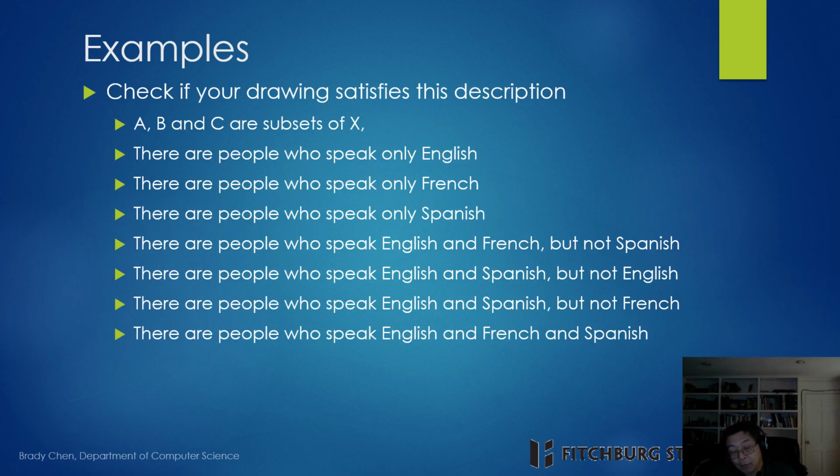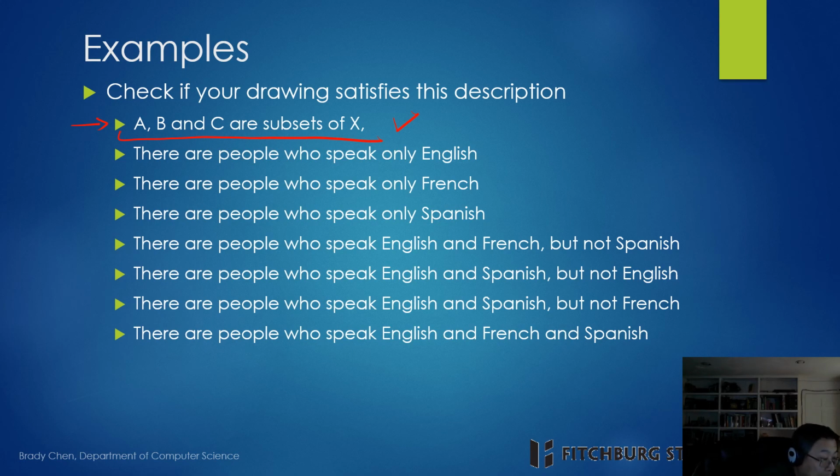So here's the checklist for the previous example. Remember, we have 3 sets, or actually 4 sets, right? A is the set of people who speak English. B is the set of people who speak French. And C is the set of people who speak Spanish. And X is a set of people. The first one we need to check is, make sure in your drawing A, B, and C are subsets of X. Does your drawing represent this?